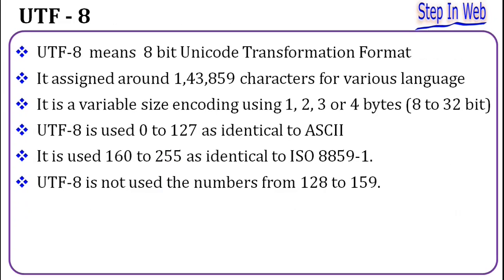UTF-8 is a variable size encoding. It forms a character from 8 bits to 32 bits, that is 1 byte to 4 bytes. UTF-8 uses 0 to 127 identical to ASCII, and it uses 160 to 255 identical to ISO 8859 characters. UTF-8 does not use the numbers from 128 to 159. With this 4-byte system, UTF-8 can hold around 11 lakh characters, but till date they have allocated only 1.4 lakh letters to the Unicode point system.